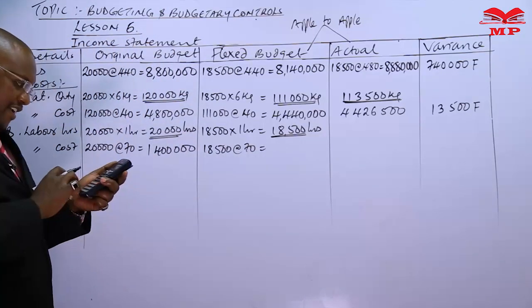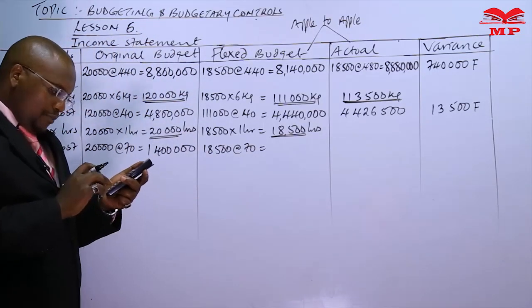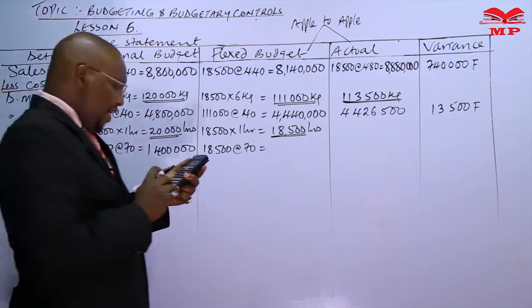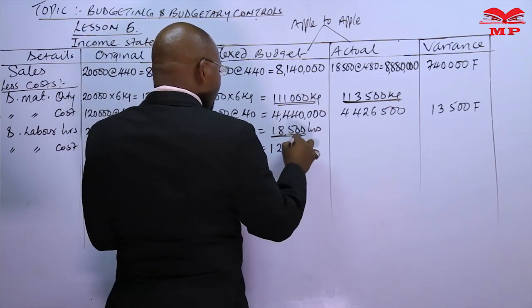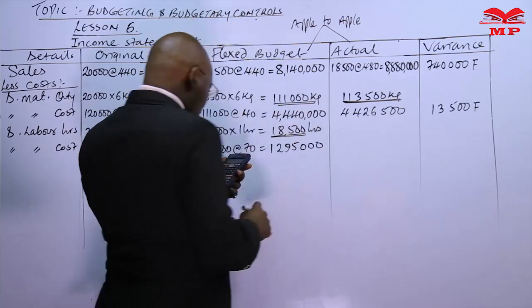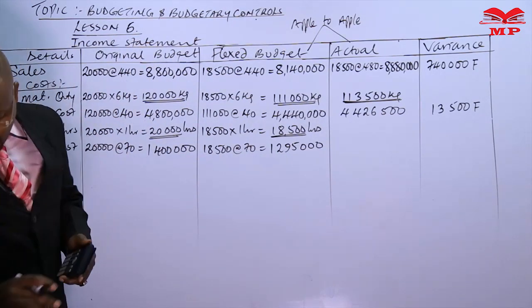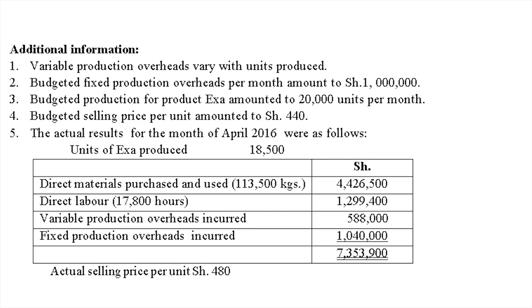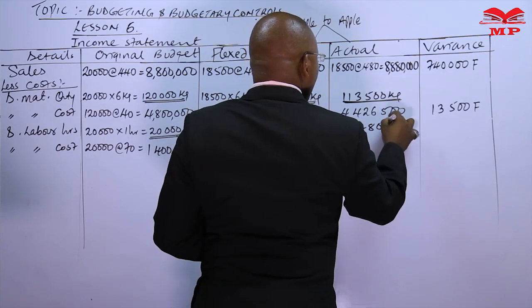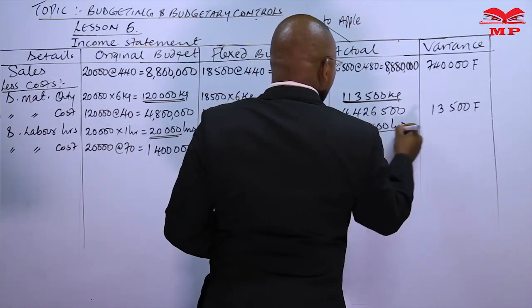So 18,500 multiplied by 70 per hour is 1,295,000. But actually, how many hours did we use? In note number 5, we used 17,800 hours. 17,800 hours to do the production.